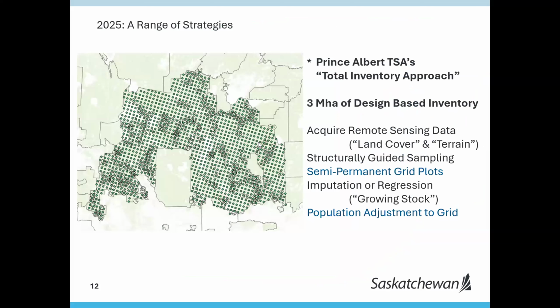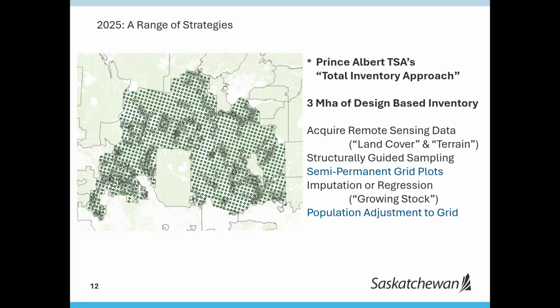Now, there was an asterisk on my previous slide about methods, and that's the total inventory approach we've been working on in the Prince Albert timber supply area in collaboration with Saga Asgi Management. This 3 million hectare AOI is our most active for commercial harvest. It really is our breadbasket. And this leaves us less room for error in our inventory.